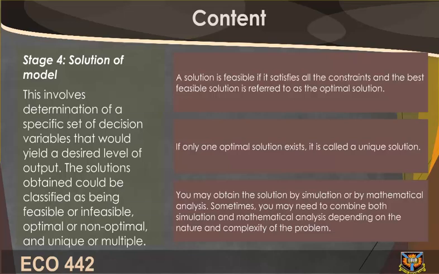This involves determination of a specific set of decision variables that would yield a desired level of output. The solutions obtained could be classified as being feasible or infeasible, optimal or non-optimal, and unique or multiple. A solution is feasible if it satisfies all the constraints, and the best feasible solution is referred to as the optimal solution. If only one optimal solution exists, it is called a unique solution.